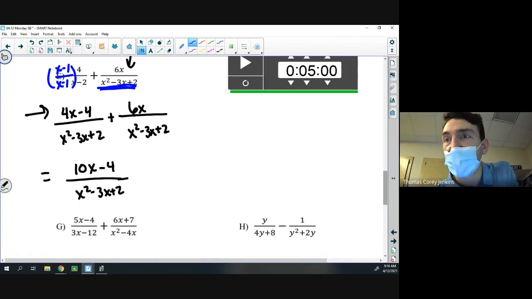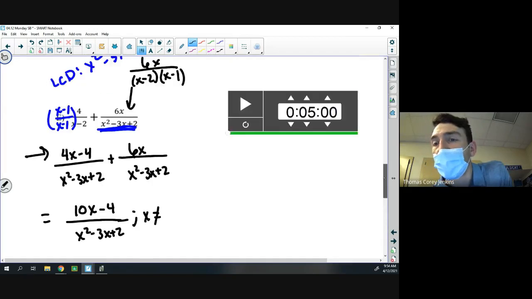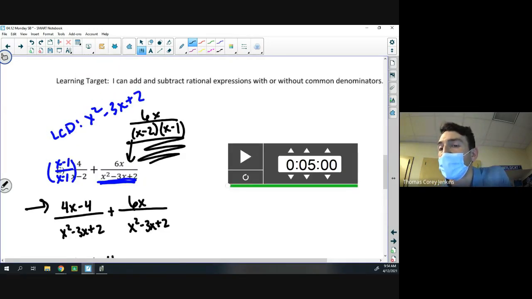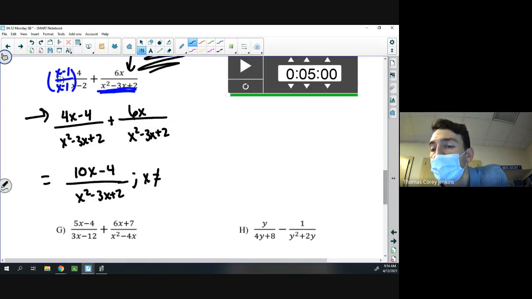And then my restrictions, thinking about the factored form there, so x can't be 2 or 1.